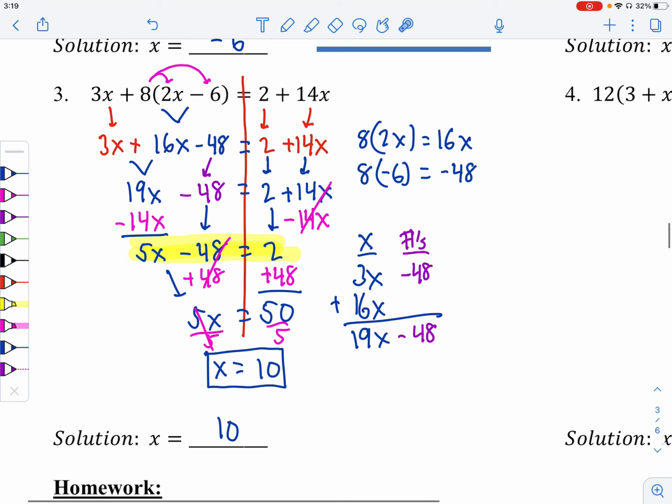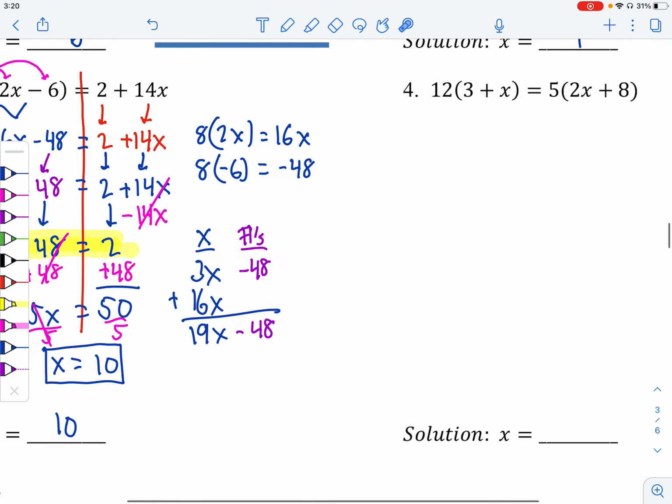Okay, so we're just distributing. Combine like terms if we need to. Subtract the x variable on the right to get it on the left, so you have a two-step equation to solve. And then we can go from there.